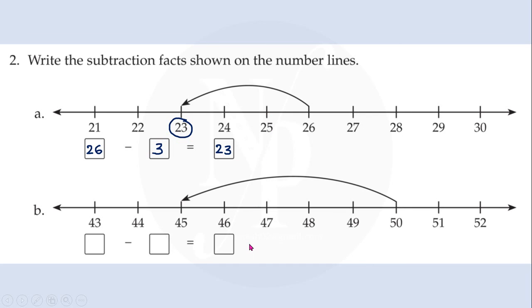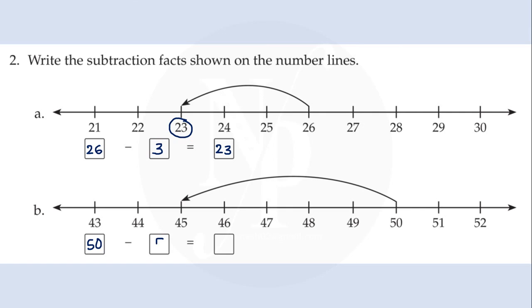Similarly, we do the next also. The number from which the arrow is started is 50. Let us write 50 here in the first box. And then how many steps towards left we have jumped? So 1 2 3 4 5. So let us write 5 here in this box.